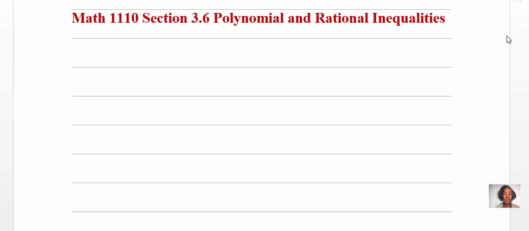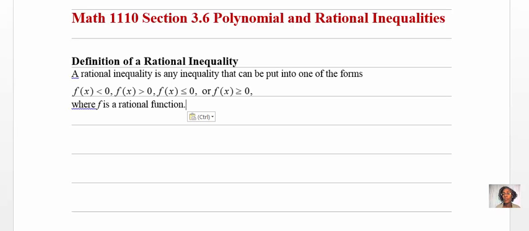Let's continue in section 3.6 and let's look at rational inequalities. In the previous video, we looked at solving a polynomial inequality. Let's start with the definition of a rational inequality.